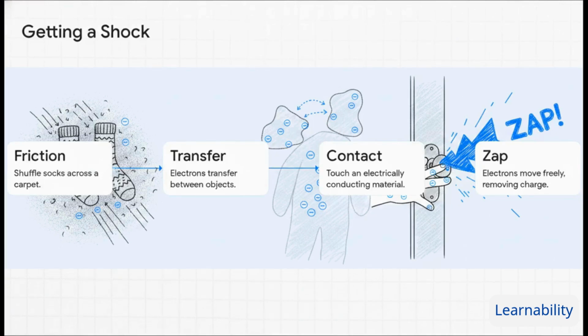Step 1, you shuffle your fuzzy socks rapidly across a dry winter carpet. That's your friction. Step 2, those invisible electrons are torn away, transferring and building up on your body with absolutely nowhere to go. Step 3, you reach out and touch a highly conducting metal doorknob. Step 4, those trapped electrons suddenly have a superhighway. The charge violently rushes out and, zap, the tension breaks.